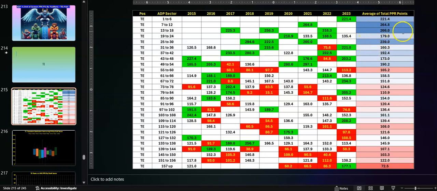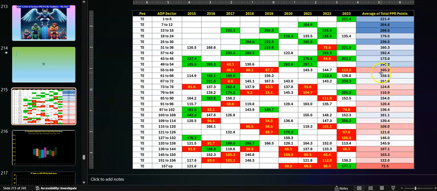Clearly, this idea of elite tight ends going early is supported over the 9 years. Looks like after ADP 30, it gets a little lean. You can almost set some tiers: the top 30 ADP is where the elite tight ends are going. And then this second tier from 31 to 54 is kind of that second tier of tight ends. And then it gets really about the same. There are highs and lows here.